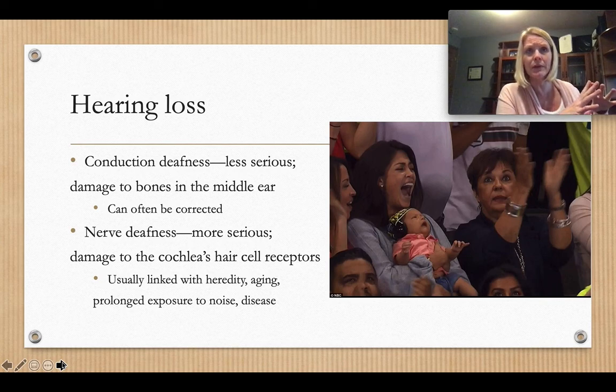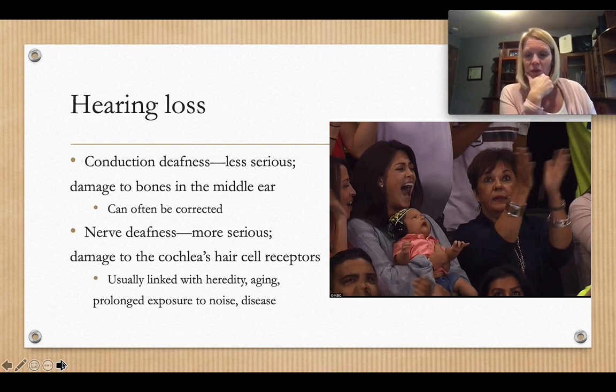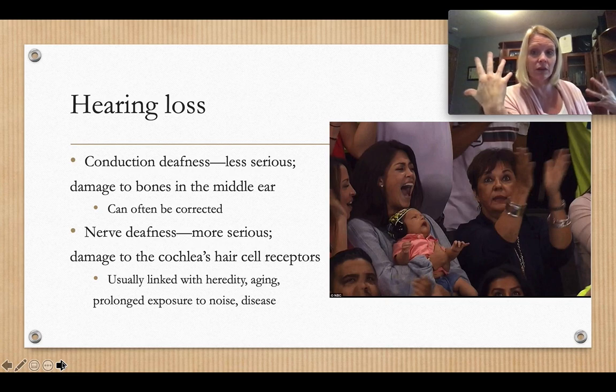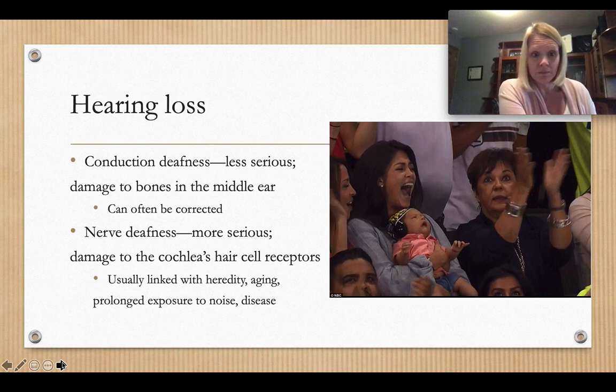Now, you'll understand more about the cochlea, the way it's formed around, it looks like a snail. When we talk about nerve deafness, oftentimes it is related to heredity, a genetic inheritance that we might have, but it also can be because of damage from hearing too loud of noises, prolonged exposure to noise. It could be disease. We'll talk a little bit about Meniere's disease when we talk about the semicircular canals, or just normal aging, things like that.